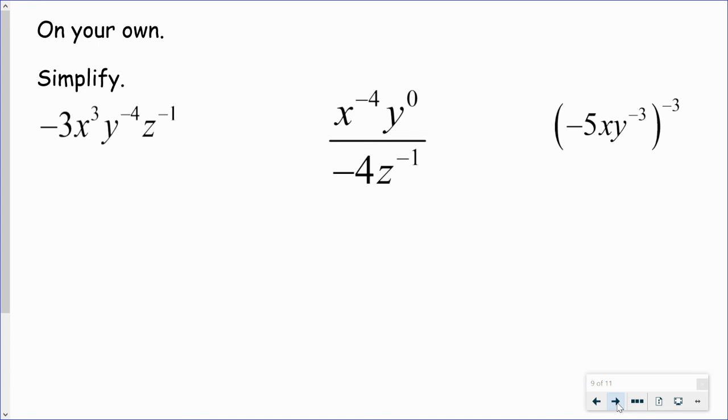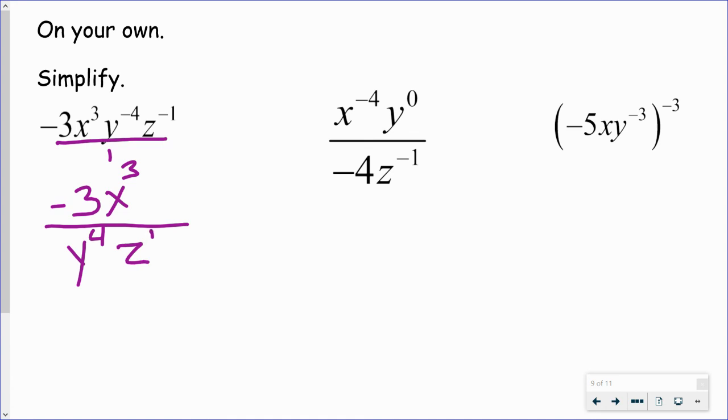Okay, so I'm going to do these. Here we go. Think of this as over 1. The -3 stays because that's a big number coefficient out front. The x has a positive exponent. The y has a negative exponent. The z, and now everything is happy and all is good in the world. This is my final answer.